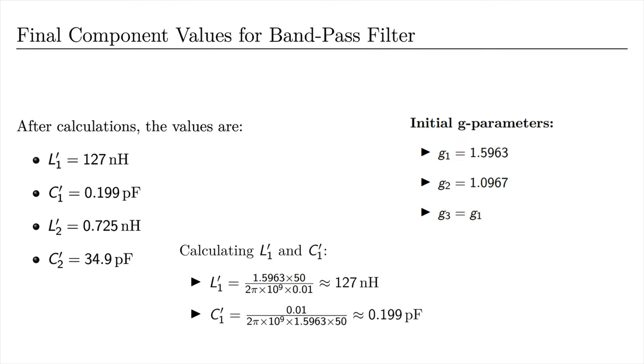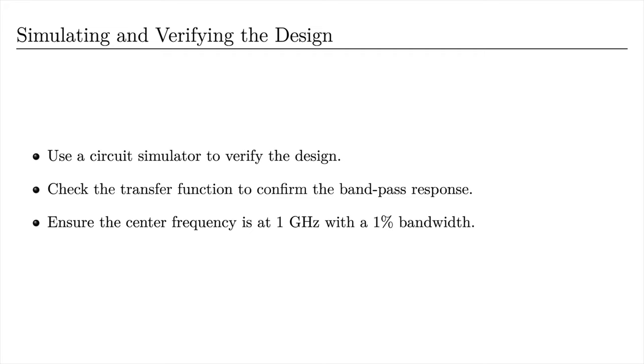After calculations, the final values for our bandpass filter are L1 prime equals 127 nanohenries, C1 prime equals 0.199 picofarads, L2 prime equals 0.725 nanohenries, C2 prime equals 34.9 picofarads. To ensure accuracy, we use a circuit simulator to verify the design. The transfer function confirms the bandpass response, centered at 1 GHz with the specified bandwidth.